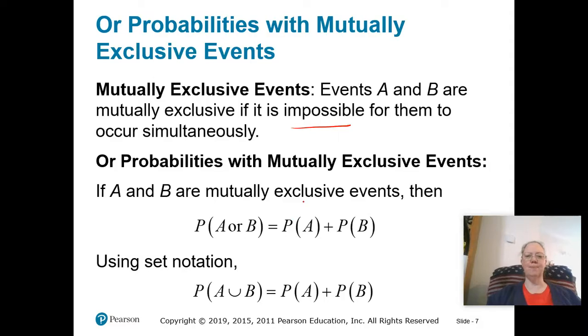This is what they're talking about. So one or the other. All right. So if we're trying to find the probability that one or the other will occur, we are going to add them like that.